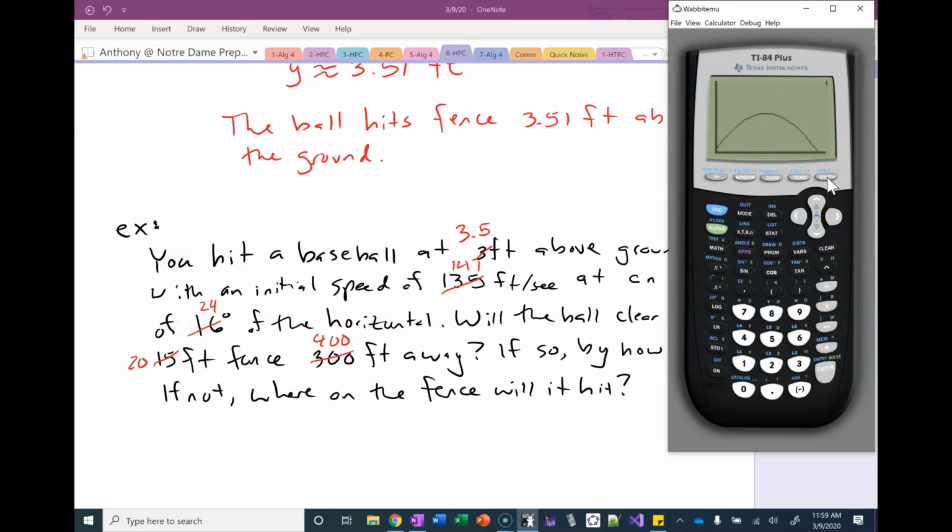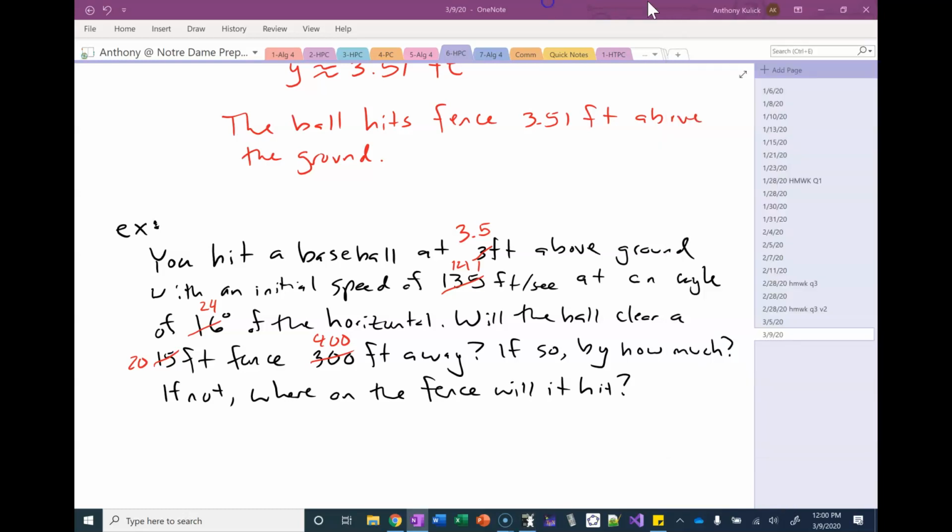So there's the ball, and there's my fence. What did we notice? Dingers, right? Well, let's figure out how much it made it over the fence by now, yes? Okay.